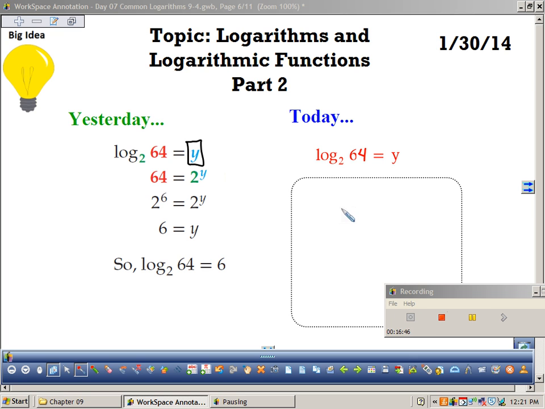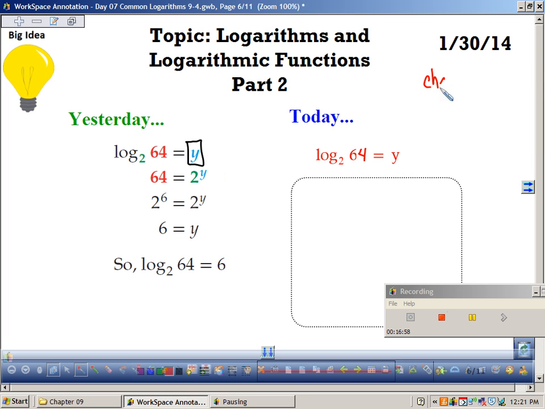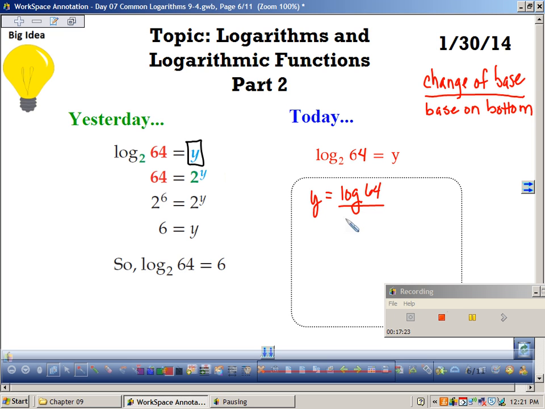Using change of base, how could I change this? Remember, change of base means you're comparing, where the base is on the bottom. Base on bottom. So I would say y equals what? Log 64 over log 2. Put that in a calculator. Tell me what you get.